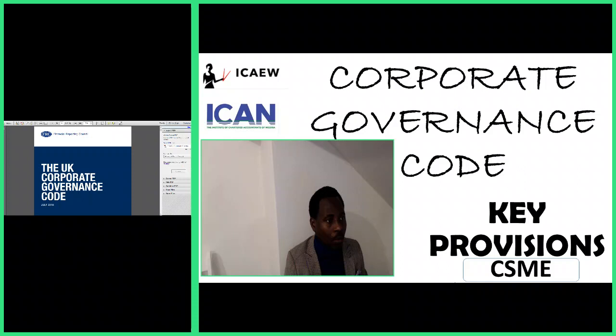The fourth part of the Code of Corporate Governance deals with audit, risk, and internal control. And the last of them all deals with remuneration, especially the remuneration of the board of directors and the remuneration of management staff and staff members generally.